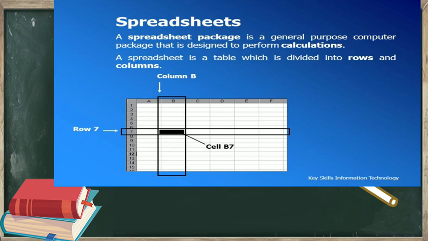Now, the very important part of MS Office Excel is a spreadsheet. A spreadsheet package is a general purpose computer package that is designed to perform calculations. A spreadsheet is a table which is divided into rows and columns. The horizontal lines are rows and the vertical lines are known as columns. A spreadsheet is also a special software program for handling and manipulating numbers.